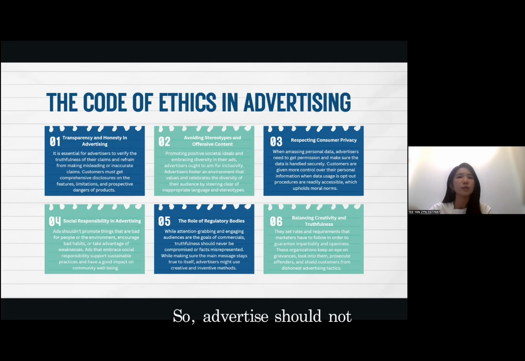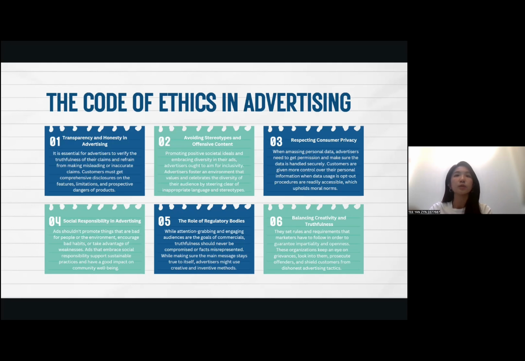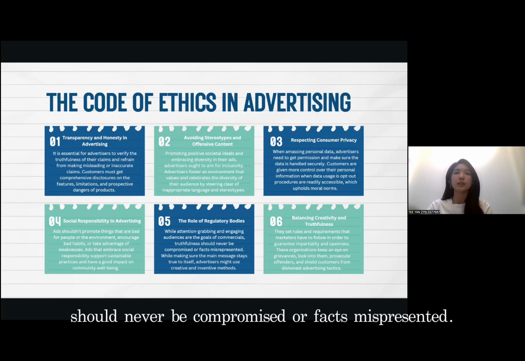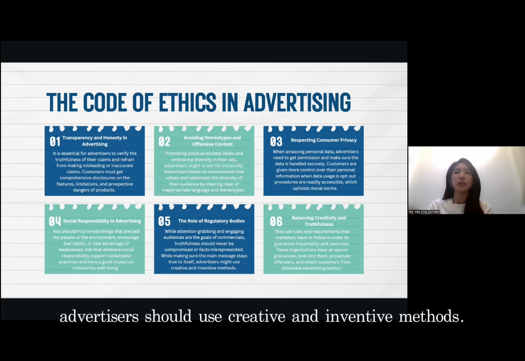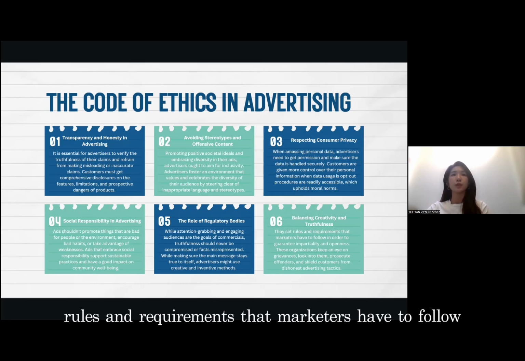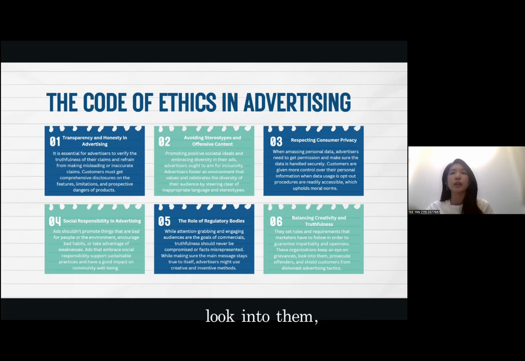Advertisers should not promote things that are bad for people or the environment, which encourage bad habits or take advantage of weakness. Ads that embrace social responsibility support sustainable practices and have a good impact on community well-being. Moving on, it will be the role of regulatory bodies. They set rules and requirements that marketers have to follow in order to guarantee impartiality and openness. These organizations keep an eye on grievances, look into them, prosecute offenders, and shield customers from dishonest advertising tactics.